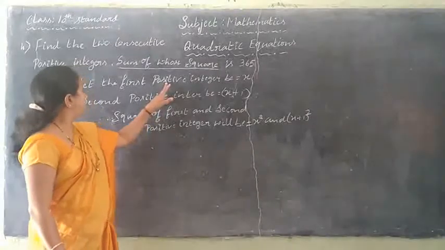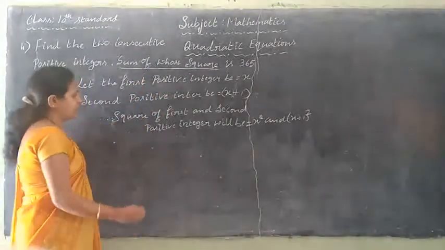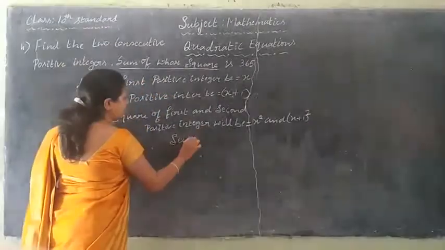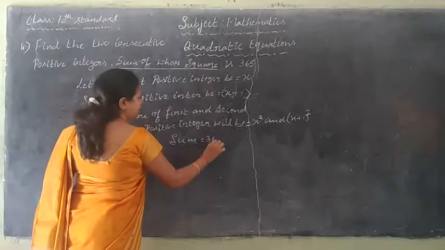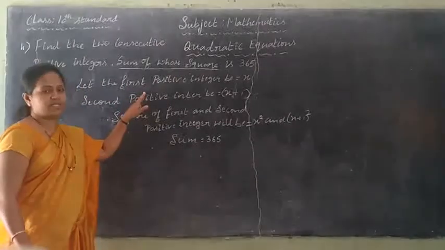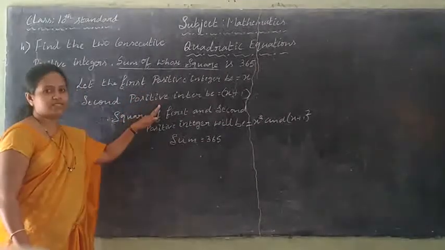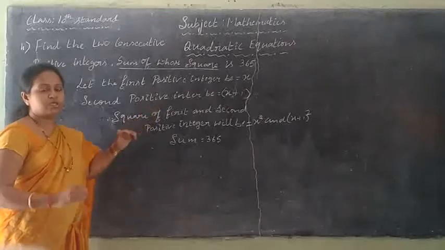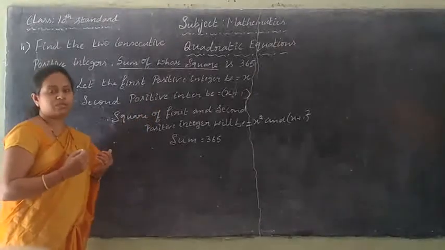So what is the sum he has given? The sum is 365. Did you get it? So we will take the first integer as x and the second integer as x plus 1. So we have to make the square of both the integers.